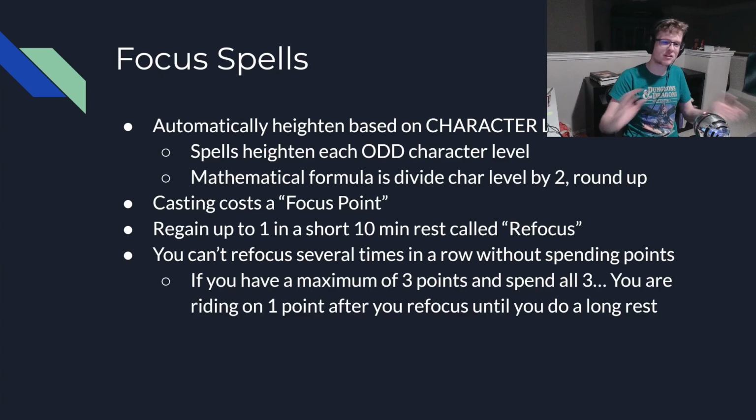So you have a maximum of 3 points, because the different maximums happen based on the feats you take and whatever. If you have a maximum of 3 points and spend all 3, you then go down to 0. You can refocus back up to 1, but you can't then refocus again back up to 2. You're then just stuck at 1 until you finish a long rest.